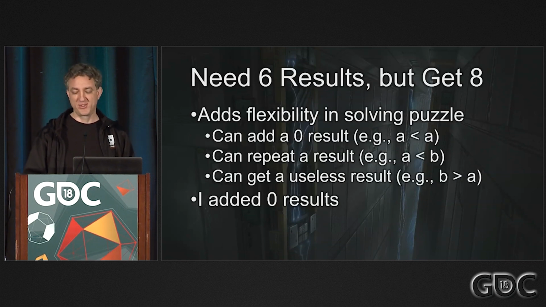Now, we also get 8 results, but only need 6, which gives some flexibility in how we pack things. So these 2 extra ones, we can choose so that they always go 0, like A is less than A. We can use a result we need already, like A is less than B, or we can use a result we don't care about, like B is greater than A. I ended up just doing things like A is less than A.